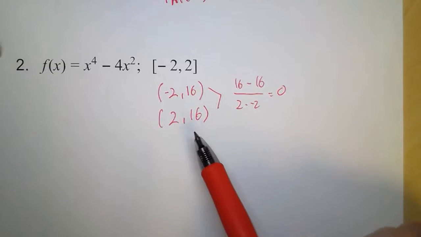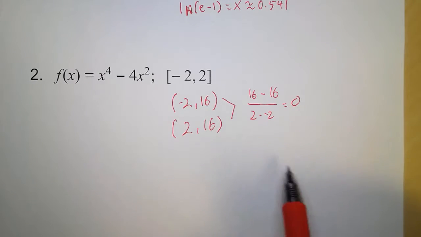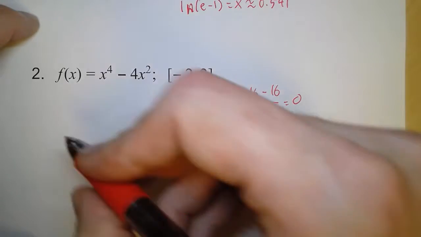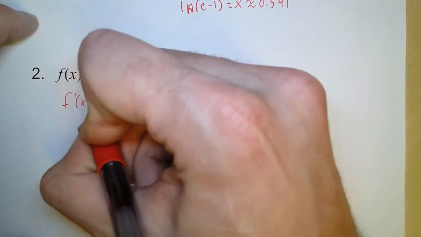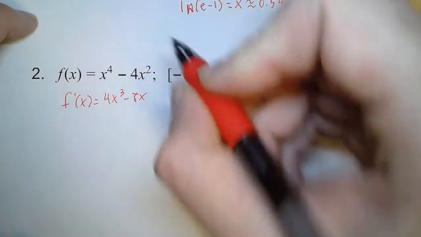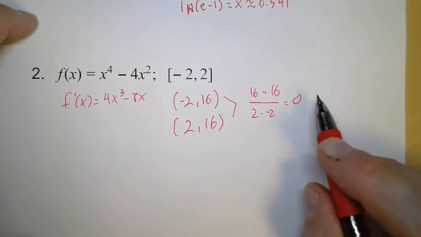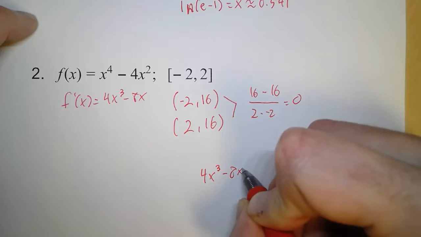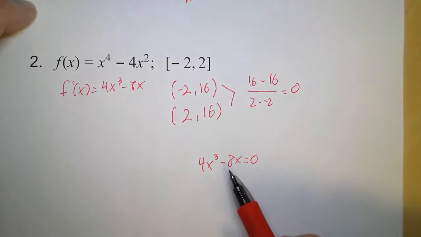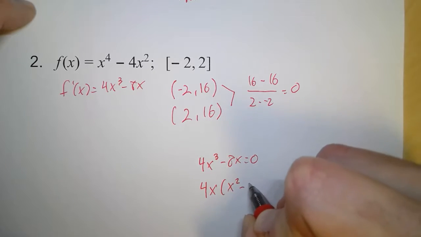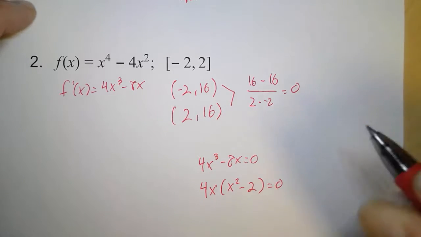So this is a unique example that's similar to Rolle's theorem, and I have a whole separate video on this playlist dealing with Rolle's theorem, where the slope of the secant line is equal to 0. Now we find the derivative, f prime of x equals 4x cubed minus 8x, and we set that equal to the secant slope. So 4x cubed minus 8x equals 0. We can factor out a 4x, and we're left with x squared minus 2 equal to 0.